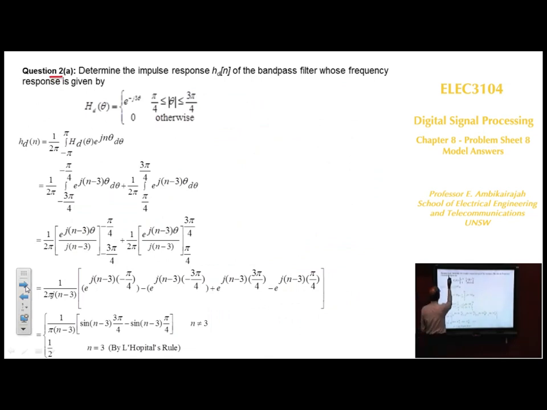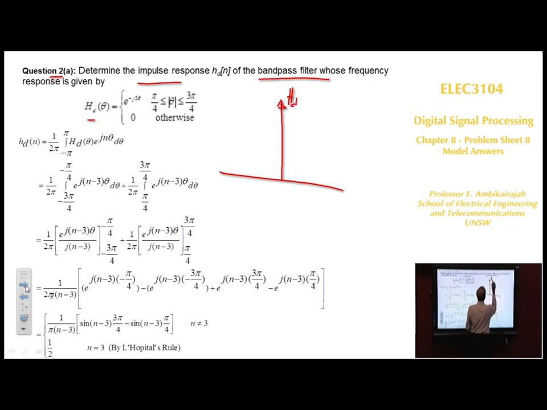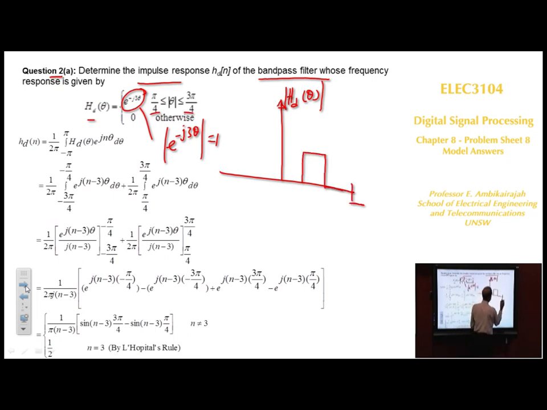Let's move on to question number 2. In this case, the impulse response of a band pass filter is given. So what's the band pass filter here? If you draw the magnitude response, HD theta, only the magnitude, and the magnitude of e to the power minus j3 theta is 1. So it's pi over 4, 3 pi over 4, and it is 1. And similarly, as it's a modulus, you have here also minus pi over 4, minus 3 pi over 4, and it goes to minus pi. So that's your band pass filter.